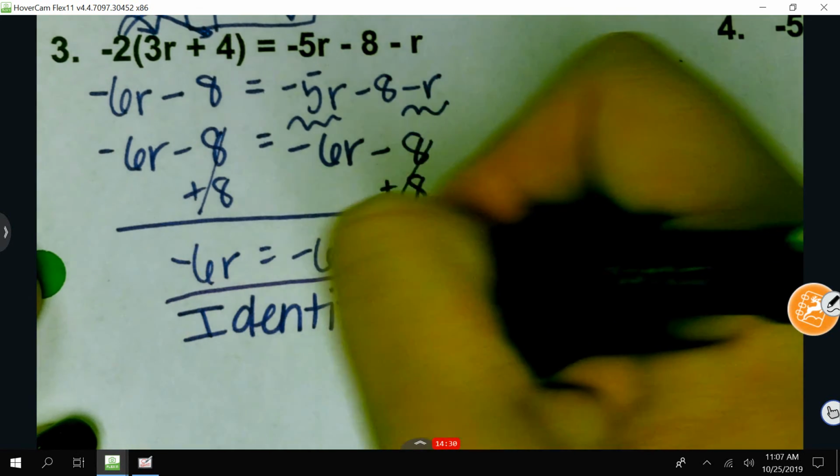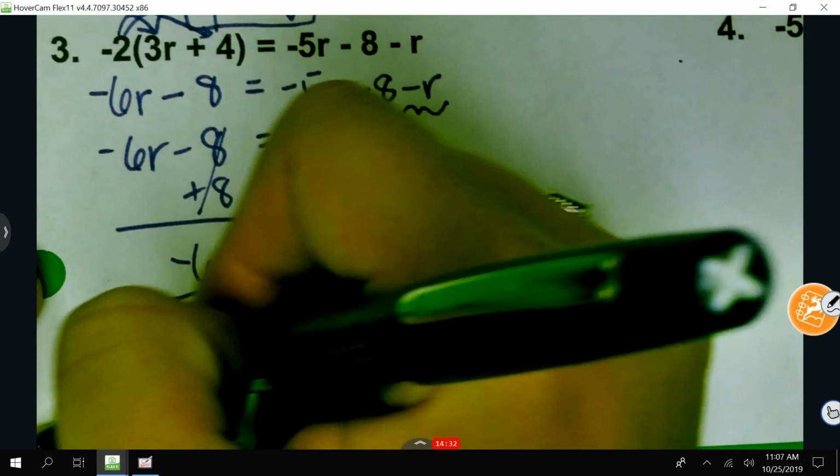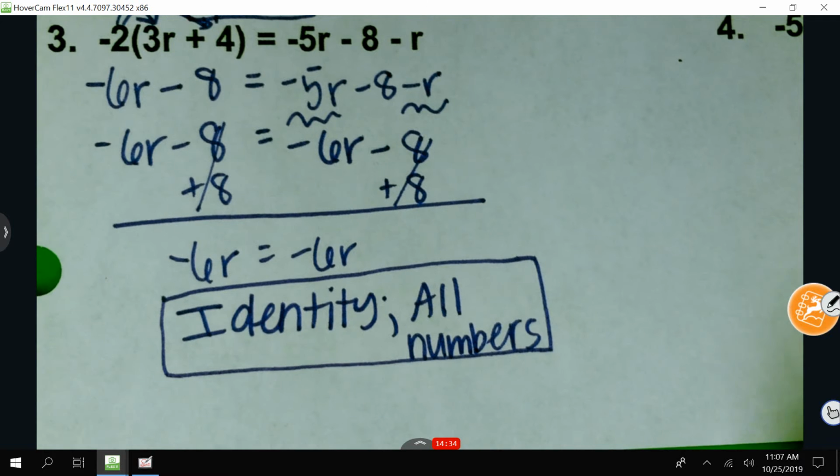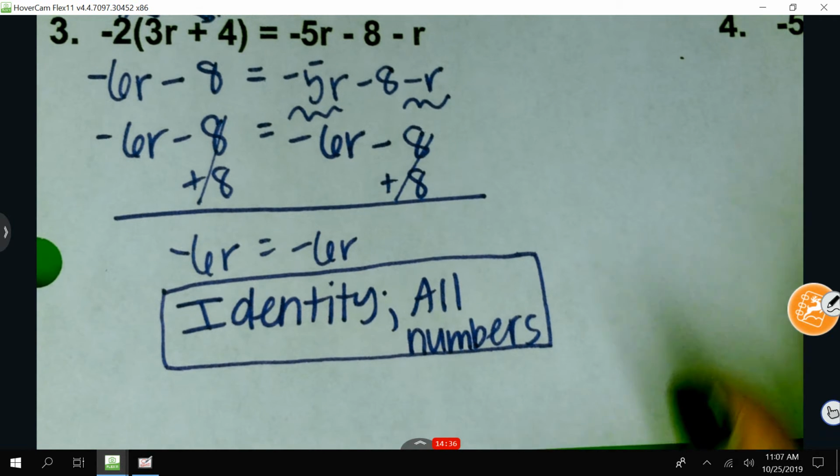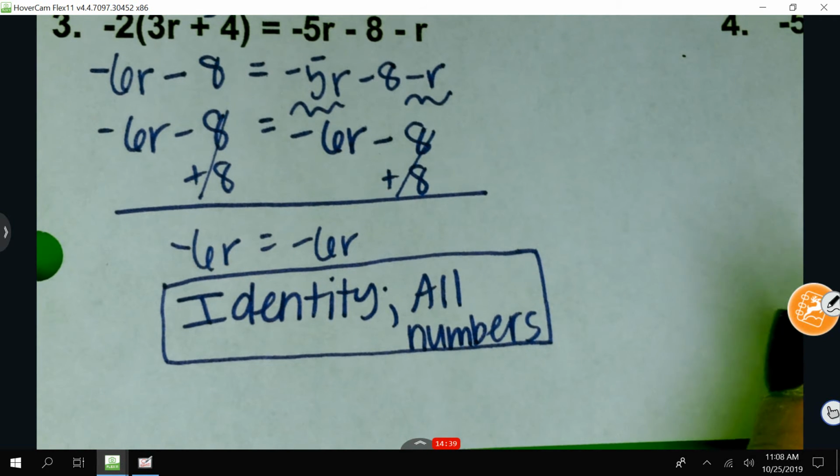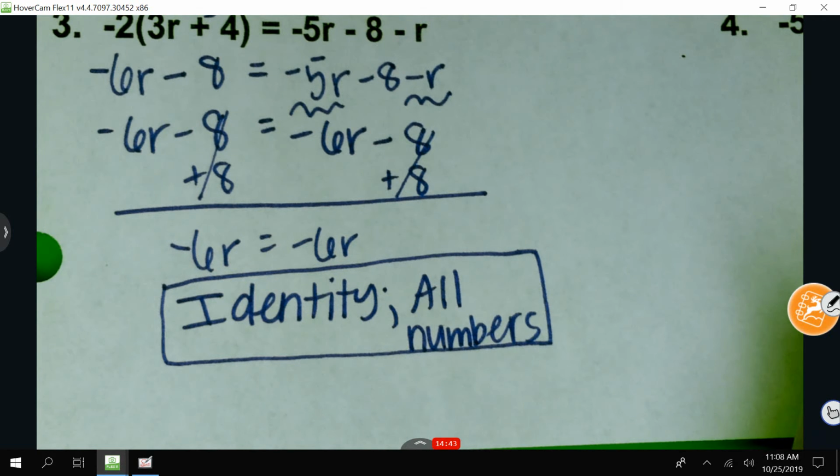So either one of those would be your answer. So just know that the identity means all numbers, and if your answer was "all"... So if you had a multiple choice question, or like on your ACAP test that you're going to take at the end of the year, your answer choice might be all numbers. Know that that's the same as identity, or identity is the same as all numbers. Okay.